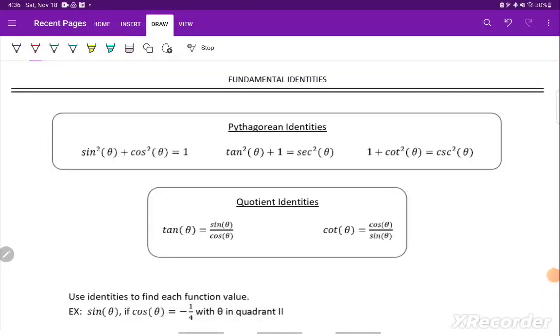In this video, I'm going to introduce the fundamental identities. Next to the just straight definitions of our 6 trig functions, these are the identities we use the most in trigonometry. You will need to know these. These will never be provided on a formula sheet. We have 3 Pythagorean identities.